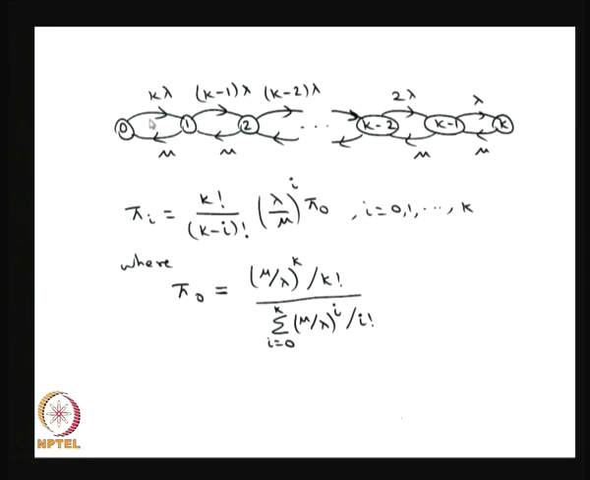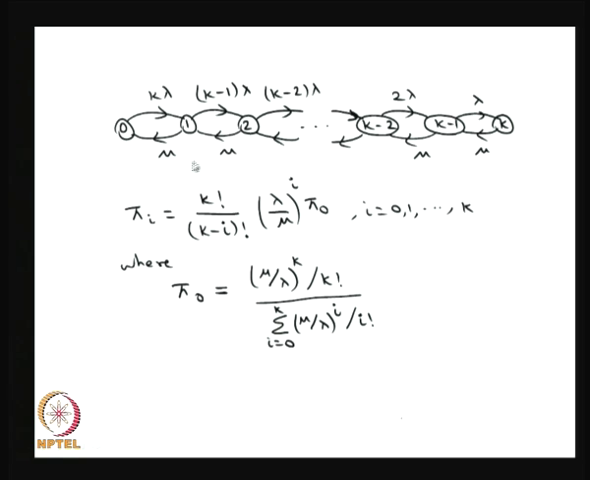From 0 to 1, the arrival can come from any one of the k PCs, therefore the arrival rate is k times lambda. When one print job is already in the printer, then out of the remaining k minus 1 PCs, one print job can come, therefore the inter-arrival time is exponentially distributed with parameter k minus 1 times lambda and so on. This is the way you can visualize the birth rates, whereas the death rates are mu.